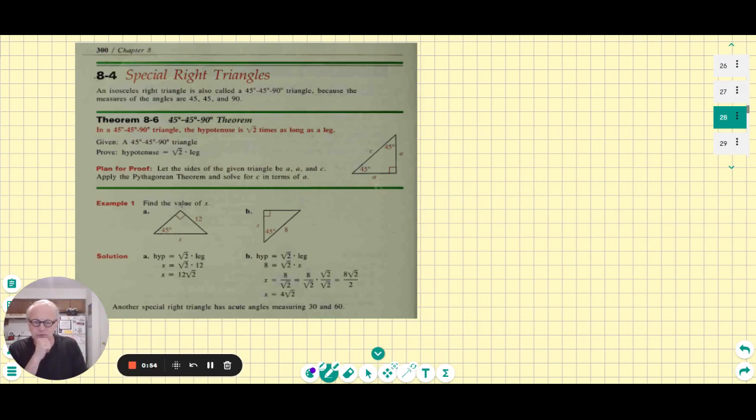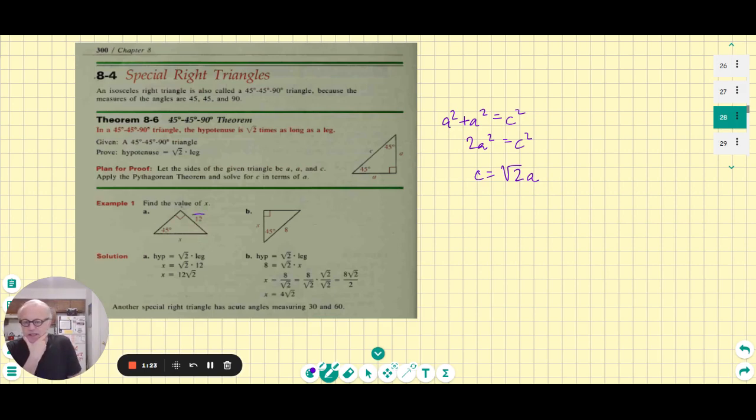We can prove it pretty easily because we can say a squared plus a squared equals c squared. 2a squared equals c squared. C is the square root 2 times a. So that says the hypotenuse is square root 2 times a. So if we know the length of one of the sides, we can find the hypotenuse just by multiplying by square root 2.